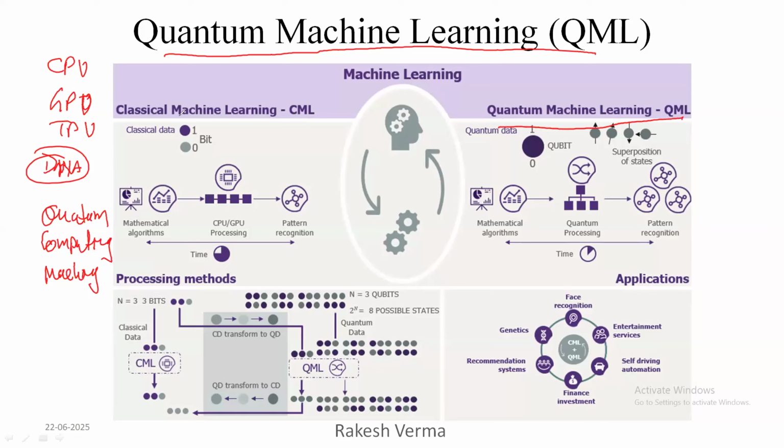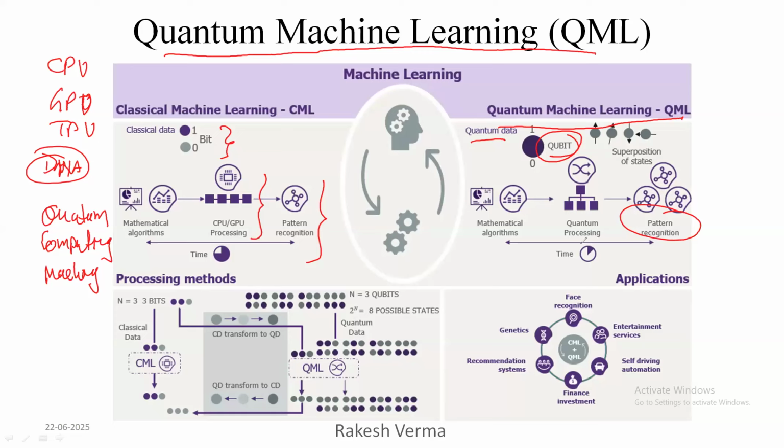See, in classical machine learning, what happens? We have classical data in 0 and 1 bits, yes or no. We perform some mathematical algorithms, CPU, GPU processing, select for the processing, and find the pattern recognition. But in quantum machine learning, data is represented as quantum data like a qubit, 1 and 0. Basically, a qubit represents the smallest unit of data in quantum computing, and then we perform superposition of states, mathematical algorithms, quantum processing, and pattern recognition.